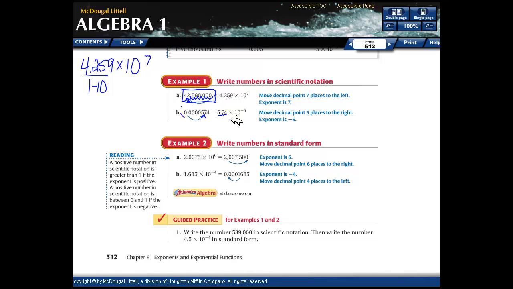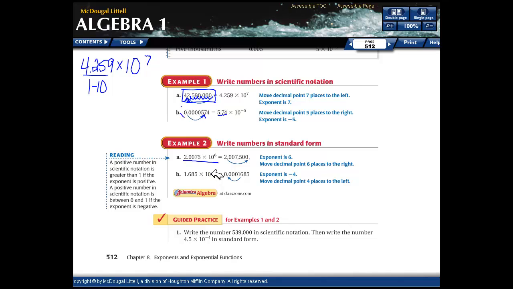All right. Writing numbers in standard form. That's just a regular plain old number. So they give you one in scientific notation. This exponent right there tells you you're going to have to move the decimal 6 times. The fact that it's positive tells you you should end up with a number bigger than 1, which means we're going to have to move it to the right. 1, 2, 3, 4, 5, 6. 2,007,500.